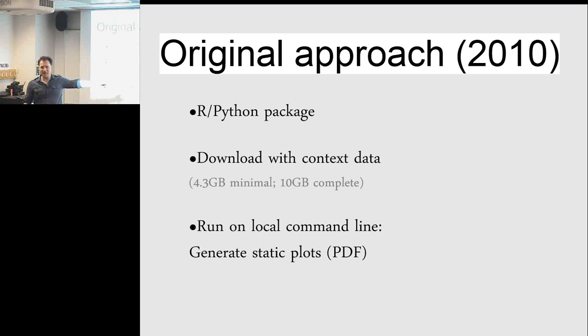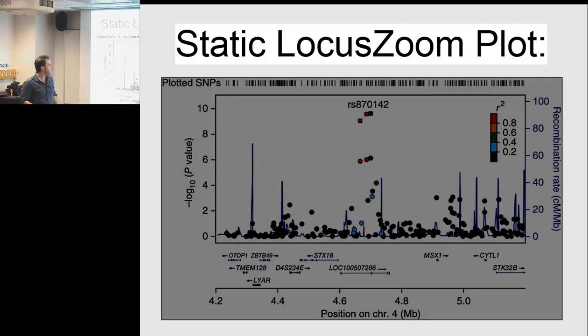10 gigabytes of data, considering that we're studying the human genome and all of the biological ways that the human genome can possibly do anything, 10 gigs is nothing. So that right there, our data is complete, but there's so much more data out there that we're not getting included. And finally, when we're running this on the command line, we're going to generate a static plot that gives us a visualization of our association signal in a region of the genome. And this is what it looks like.